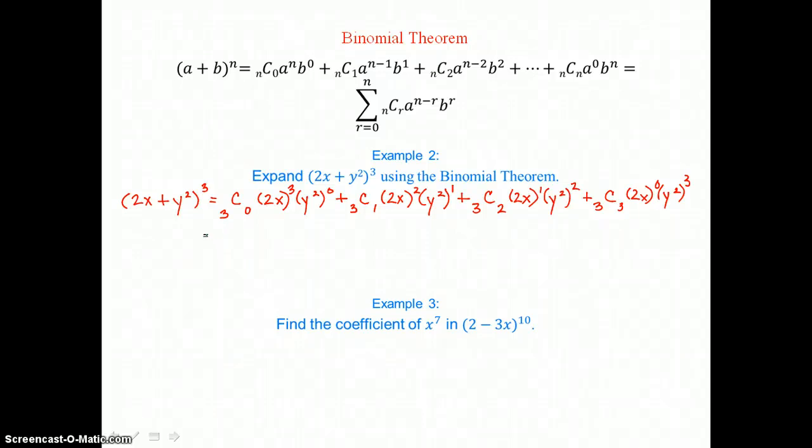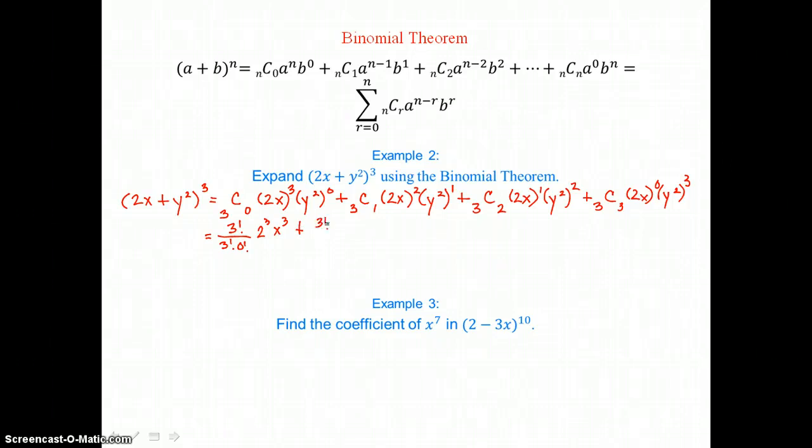Okay, so now we need to go back and simplify. This combination can be written as 3 factorial over 3 take away 0, which is 3 factorial, 0 factorial. Okay, 2x cubed can be written as 2 cubed x cubed. And y squared to the 0 power, anything to the 0 power has a value of 1.